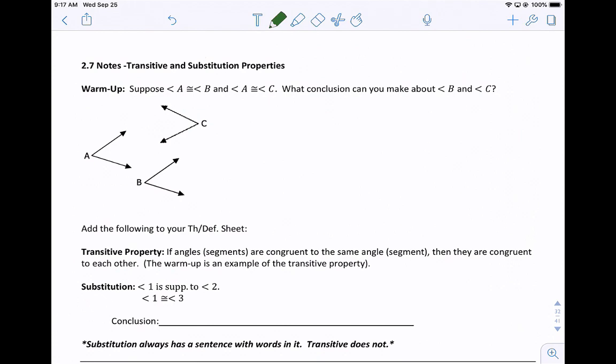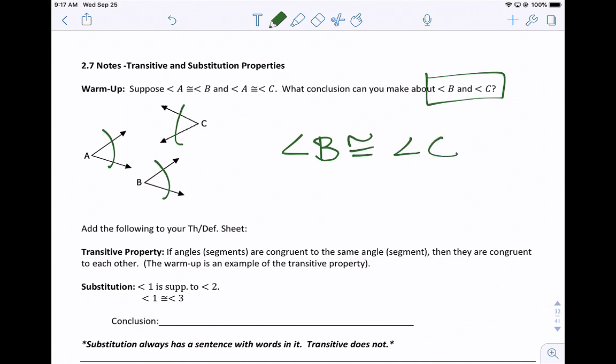In section 2.7, we're going to look at the transitive and substitution property. So for the warm-up, suppose angle A is congruent to angle B, and angle A is congruent to angle C. What conclusion can you make about angles B and C? We could say, well, angle B is congruent to angle C, and that's actually one of the properties we're going to add to our theorem definition sheet.